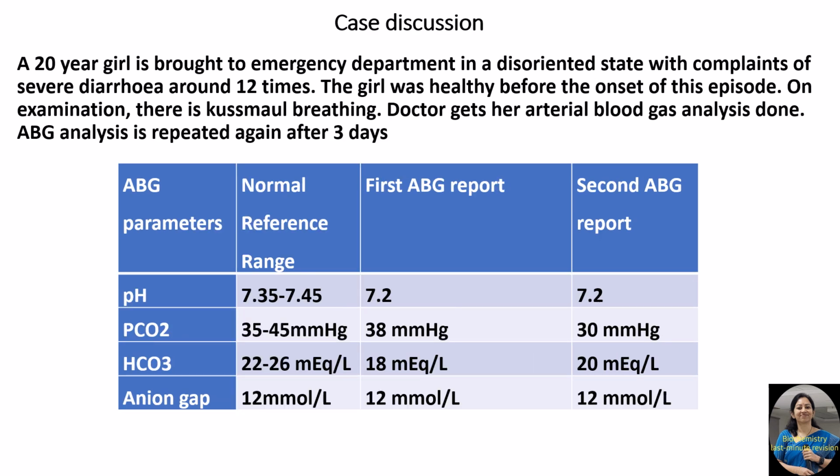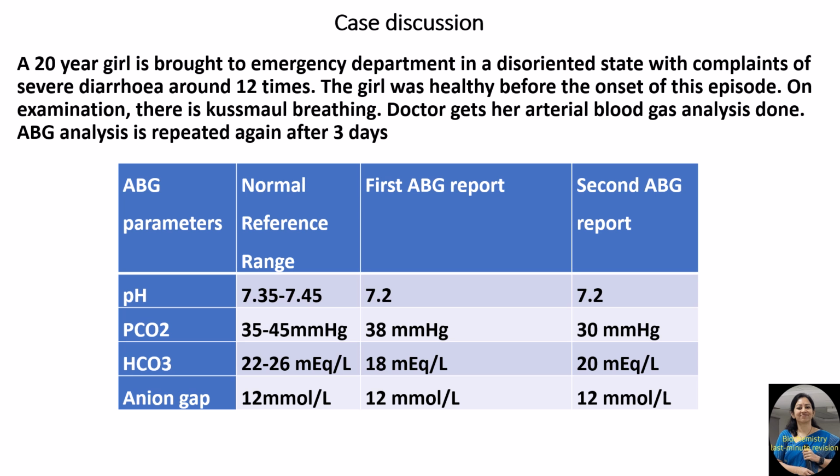Let's consider one more case vignette. Here is a 20-year-old girl who is brought to the emergency department in a disoriented state with complaints of severe diarrhea, around 12 times. The girl was healthy before the onset of this episode. On examination, there is rapid breathing. So the doctor gets her arterial blood gas analysis done.